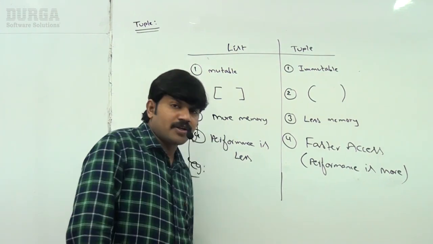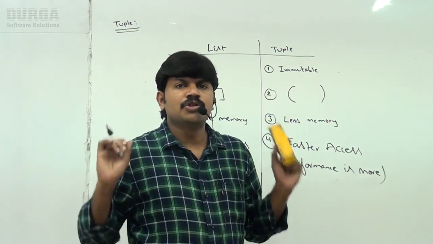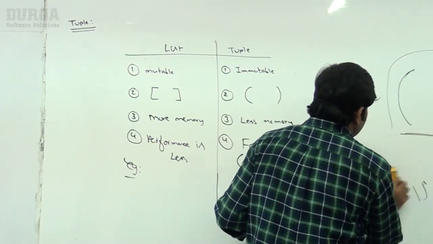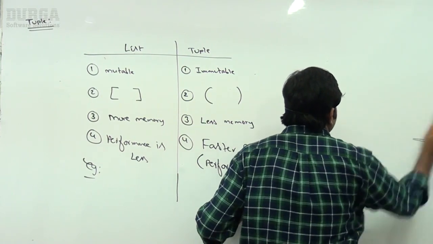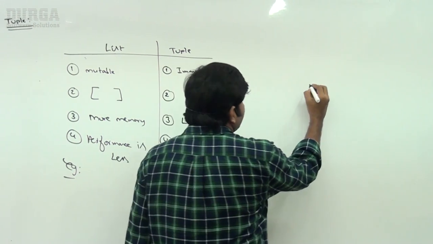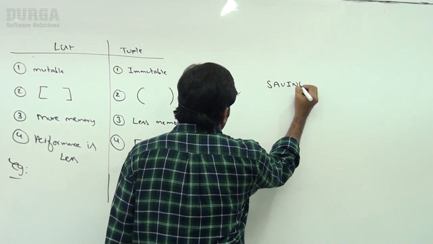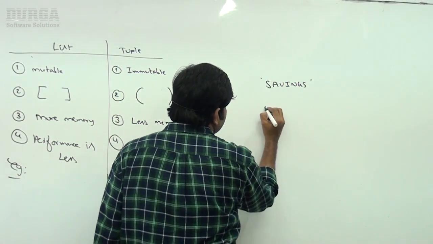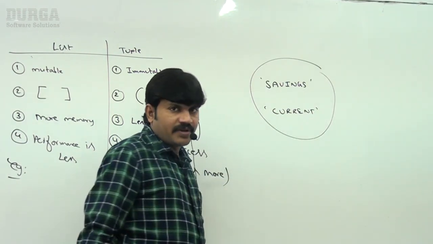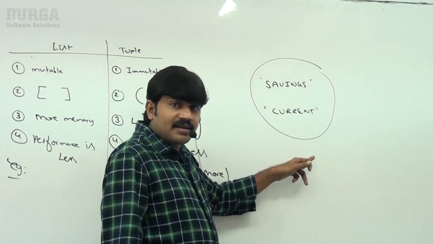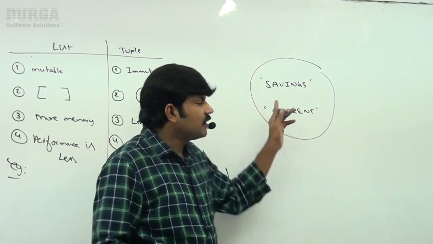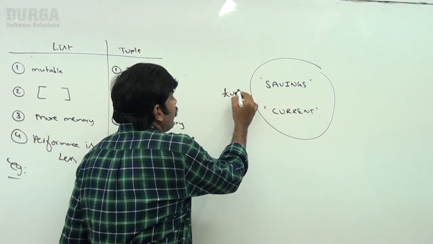But when should we go for tuple? Tuple content is always fixed, sir. Best example, account type. In the bank, only two values are there: one is savings account, second one is current account. That's all. At runtime the account types are never going to change throughout the bank project. Then how can you represent these two values? Better to go for the tuple concept.